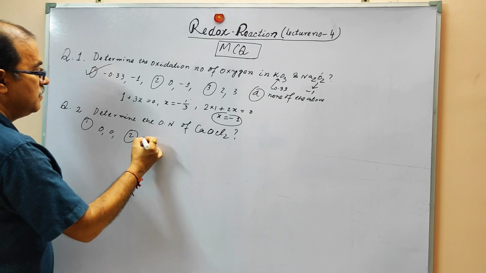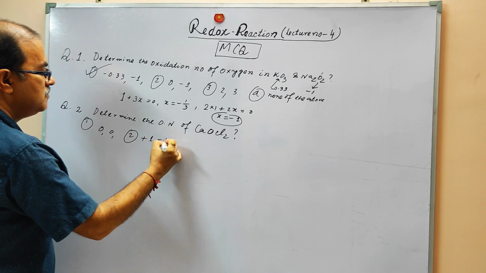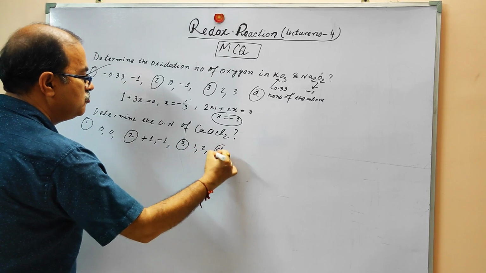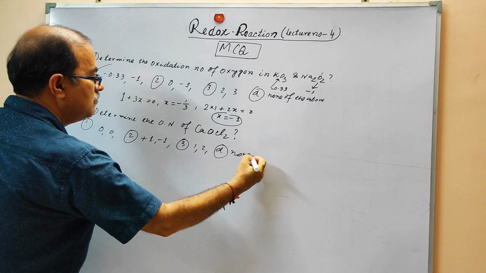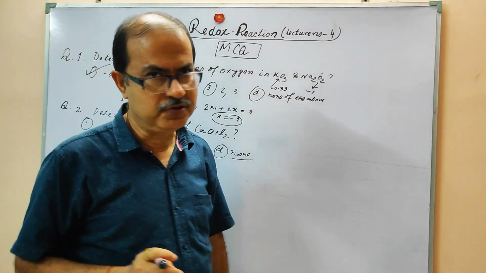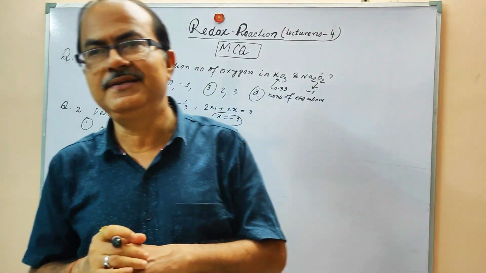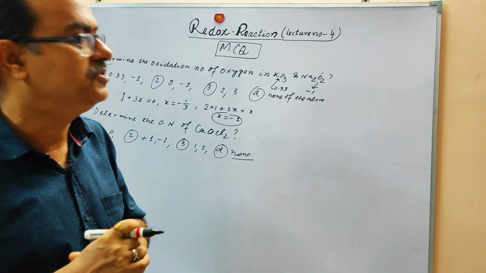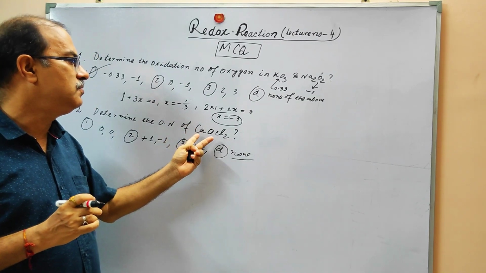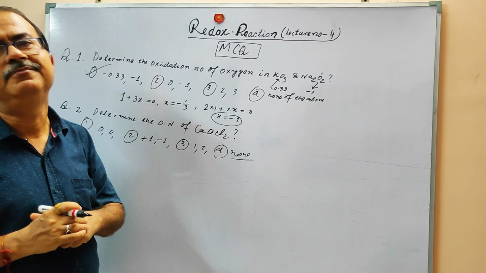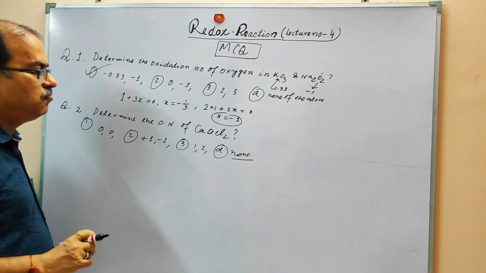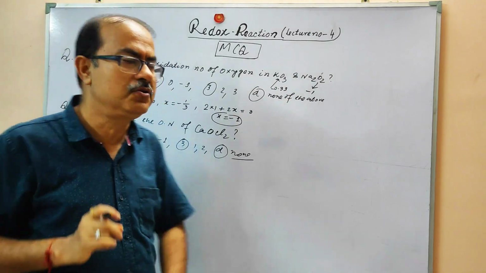Second choice is +1, -1. Third choice is 1, 2, and last choice is none of the above. For this, first we have to see whether this is a neutral molecule or a charged ion. You can see from this formula, it is very easily understood that it is a neutral molecule. And if it is a neutral molecule, what do we have to do? We have to go to the structure of this molecule.